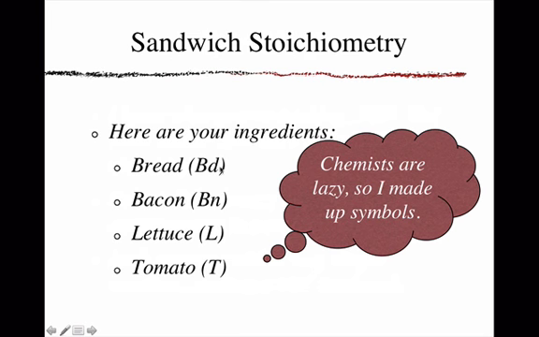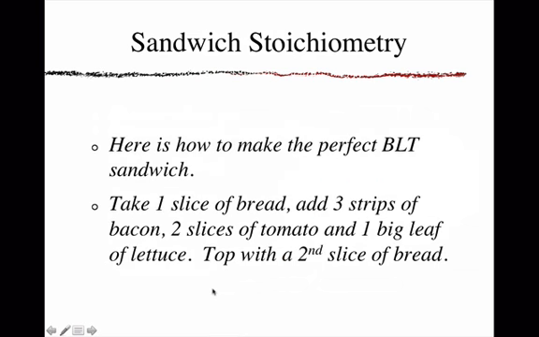Because I'm lazy, and all chemists tend to be lazy, we like to simplify things and give them symbols. These are the symbols we're going to use when we write our formula. So here's how you make your perfect BLT sandwich. You take 1 slice of bread, add 3 strips of bacon, 2 slices of tomato, and 1 big leaf of lettuce. And then you top it with a 2nd slice of bread.